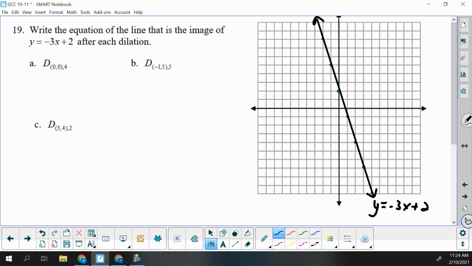Negative 1, 5. Negative 1, 5 is on the line. Okay, so that equation is just going to be the same. So for B, we can just write the same equation.